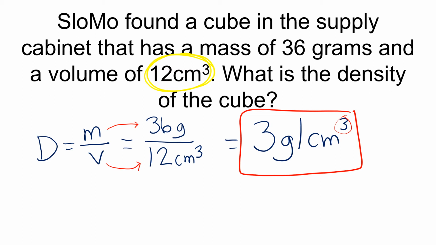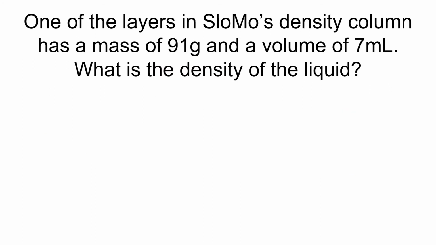Let's do one more with a liquid. Here is your liquid example. One of the layers in Shlomo's density column has a mass of 91 grams and a volume of 7 milliliters. Again, here's my liquid. What is the density of the liquid?